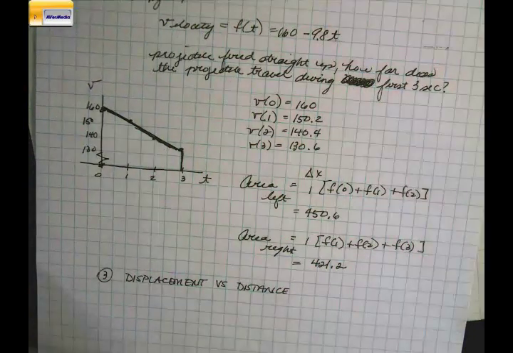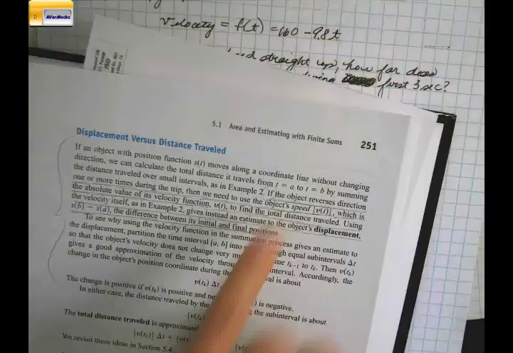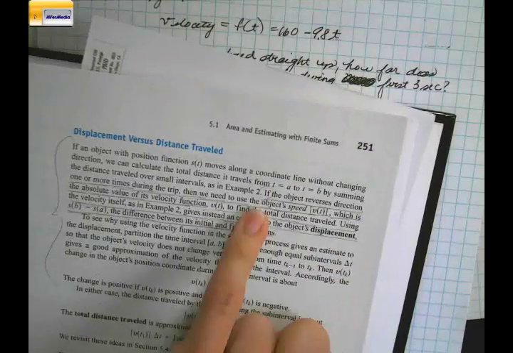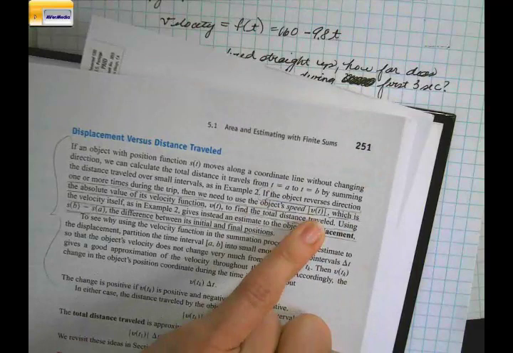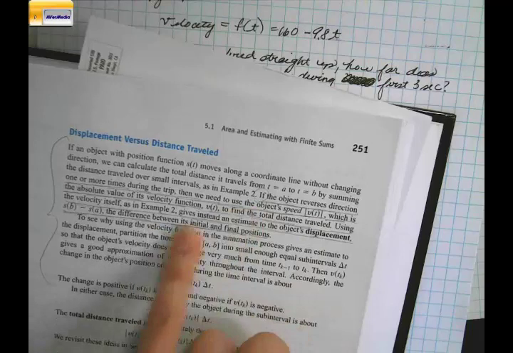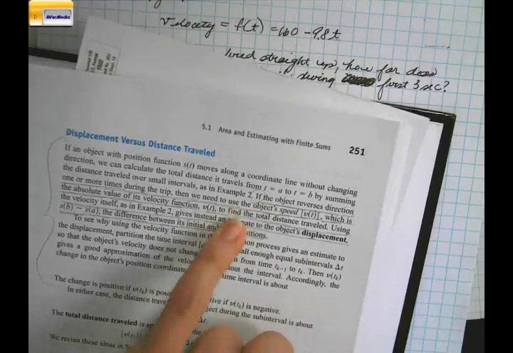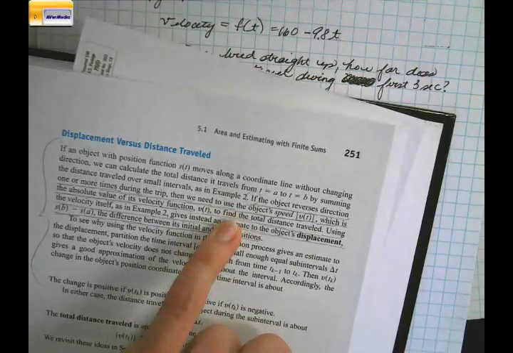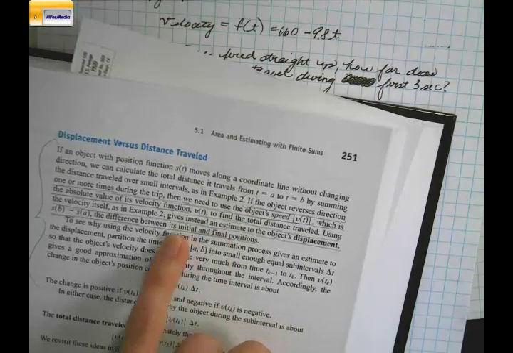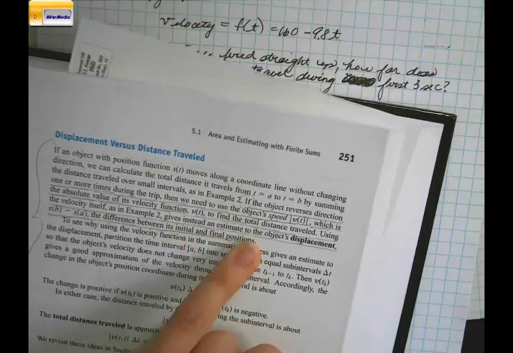So let me see if I can find this on page 251. This page 251. There it is, a number right there. Okay. If the object reverses direction one or more times during the trip, then we need to use the object's speed, which is the absolute value of velocity. Okay, make it positive, which is the absolute value of the velocity function, to find the total distance traveled. So if your velocity is negative and you want to find distance, you'll have to take the absolute value of the velocity so you negate the negative. Using the velocity itself gives instead an estimate of displacement.